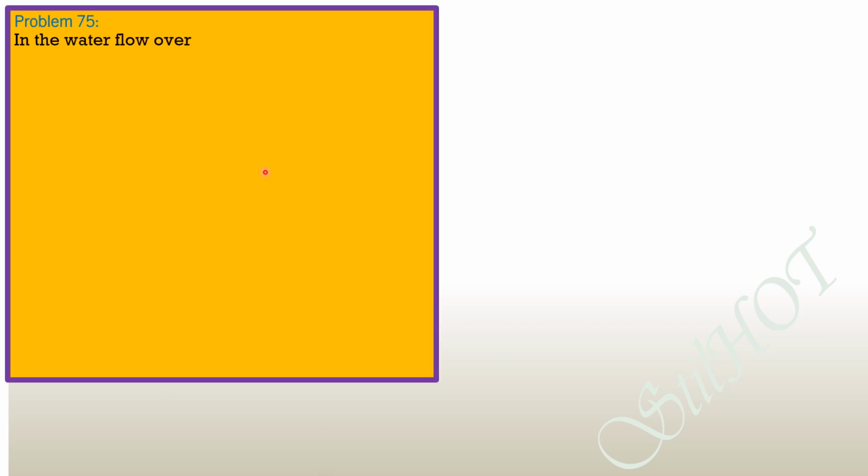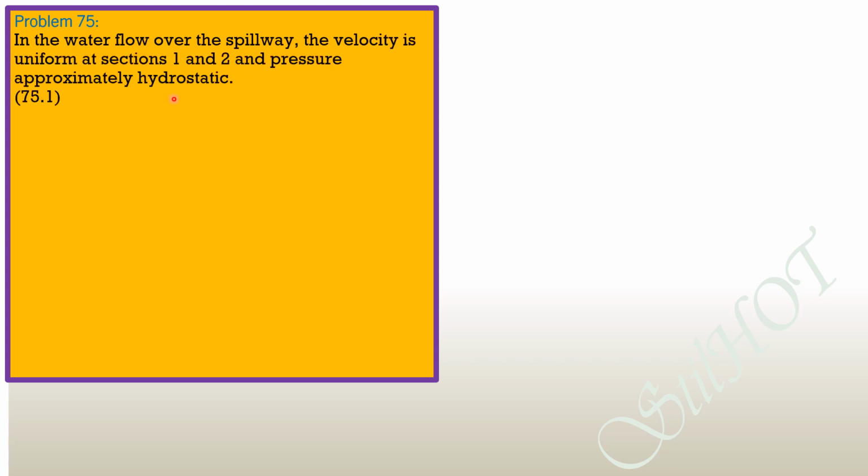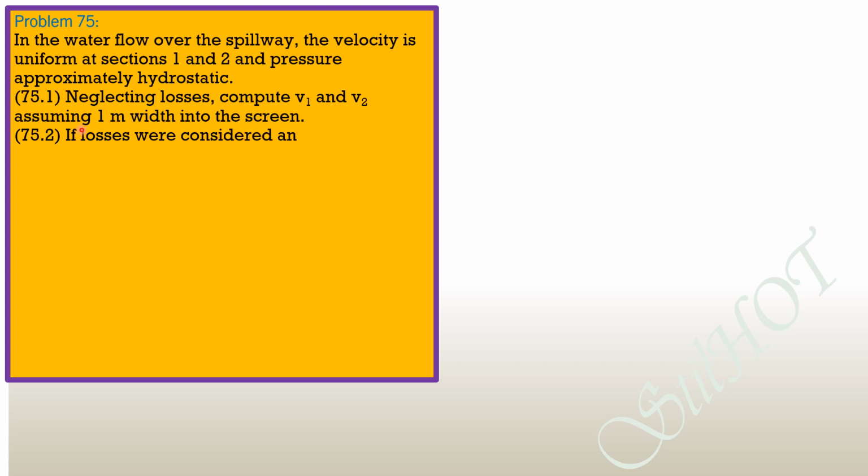Problem 75. In the water flow over the spillway, the velocity is uniform at sections 1 and 2 and pressure is approximately hydrostatic. 75.1. Neglecting losses, compute V sub 1 and V sub 2, assuming 1 meter width into the screen, or into the paper.